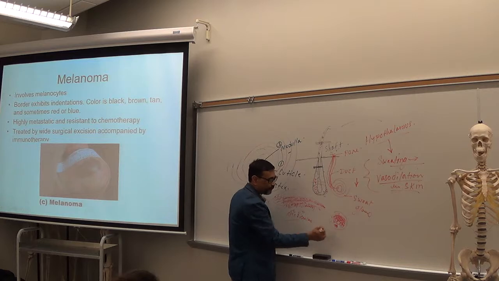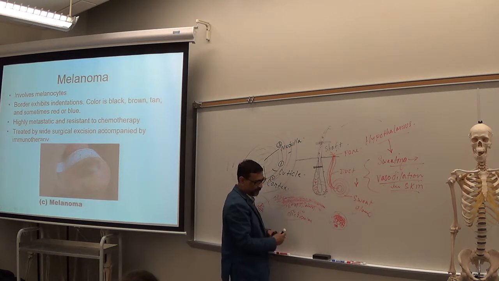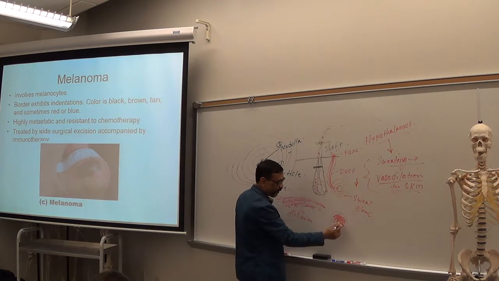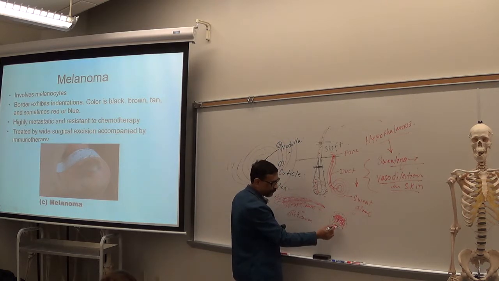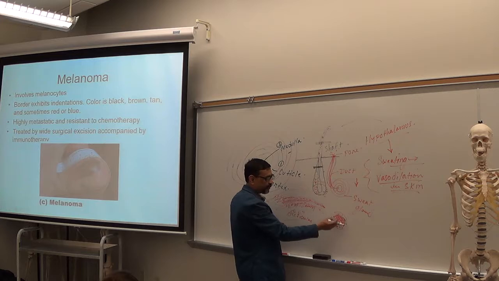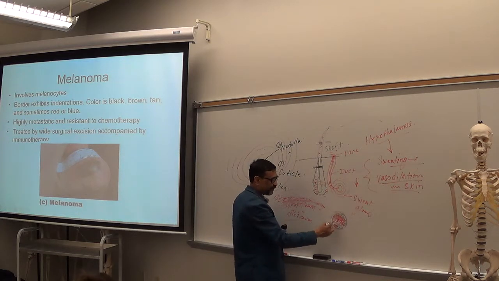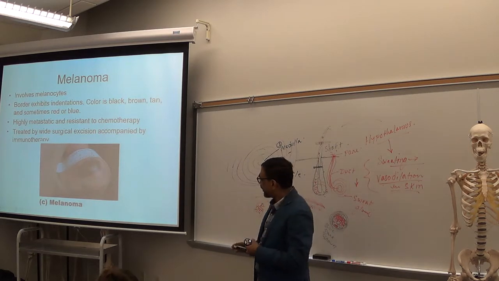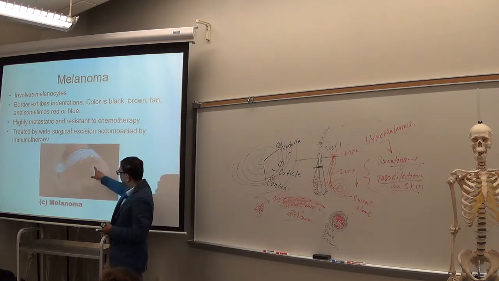So this area will look a different color, dark or blue or brown, okay? It depends what kind of melanin, what color melanin, is being secreted here. So when the melanocytes proliferate uncontrolled, the density of melanocytes increases, and those melanocytes release melanin in that area. So the color of that area will change. It could be blue or dark or brown. Okay? So by looking at the color, you can diagnose melanoma.